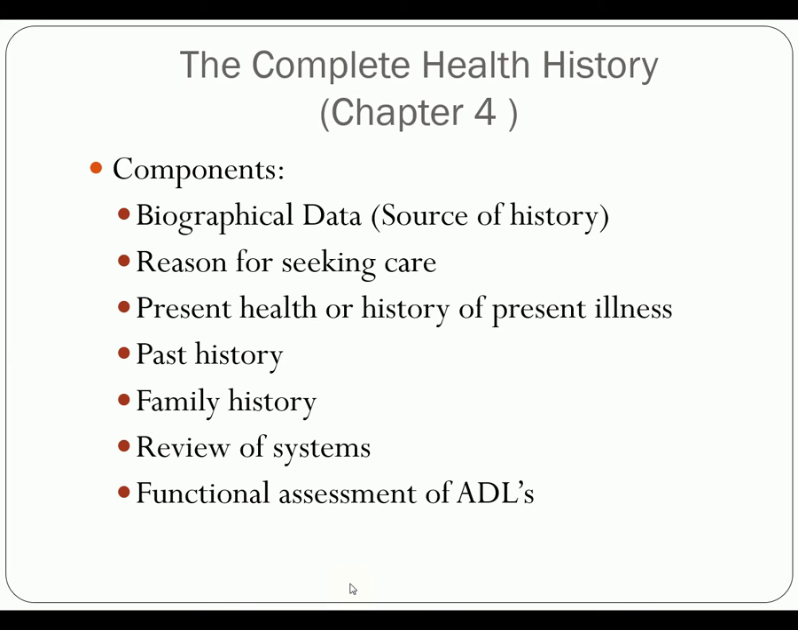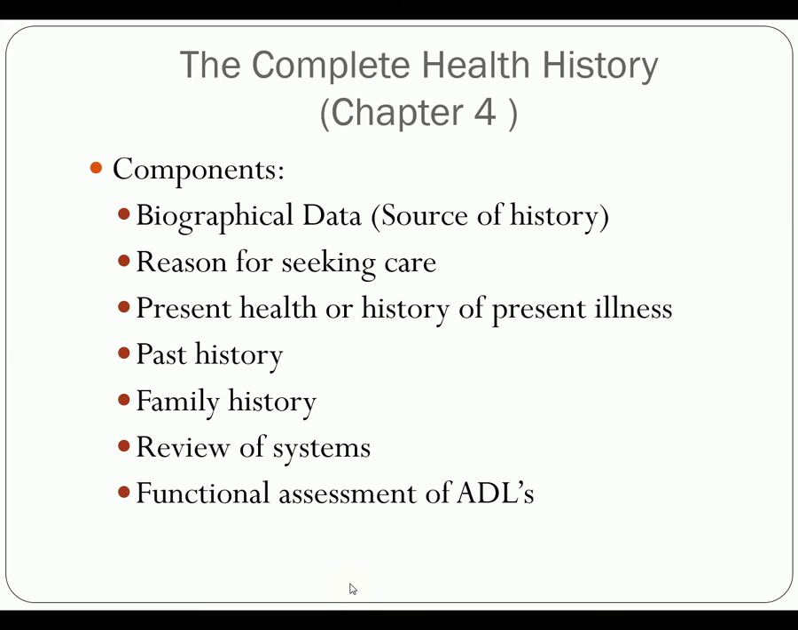So, the first section of your paper that you're going to write up includes this part. This is the comprehensive health history that you must do on your partner. You must write it up, and you must turn it in as part of your paper. So there will be 2 parts to the paper you turn in: the comprehensive health history and the comprehensive head-to-toe physical exam. So let's go over each one of these.